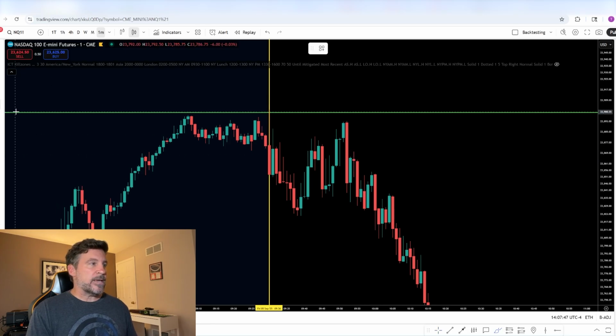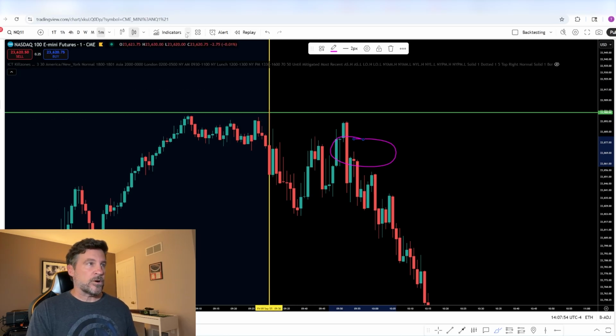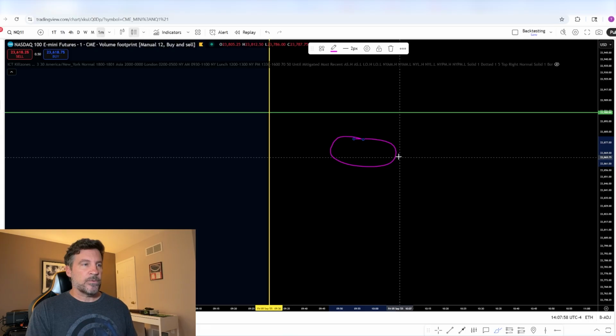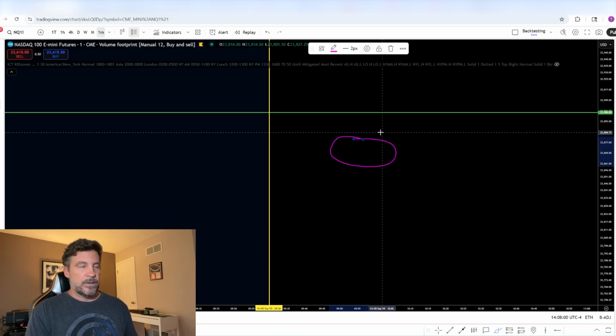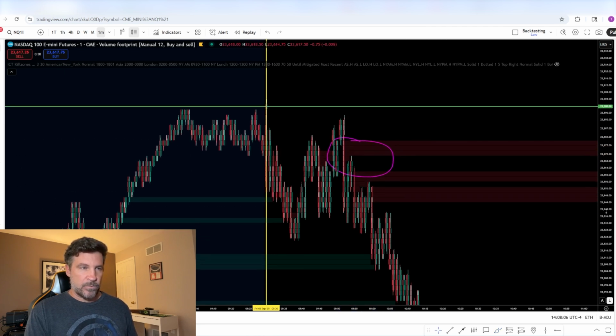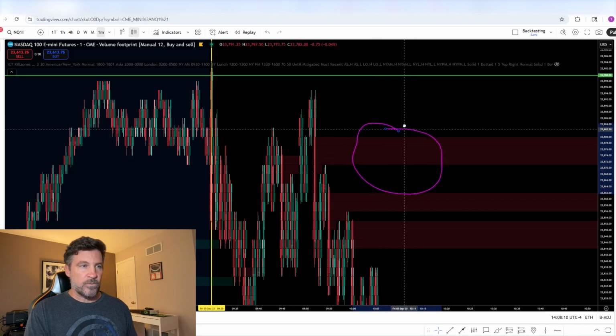Here's that giant candle that pushed down right here. Now I'm going to pull up the TradingView footprint charts, and I'm going to go here and just do volume footprint, and it's going to populate. So I have mine set on TradingView to show stacked imbalances, and you can see that represented here by these red bars.